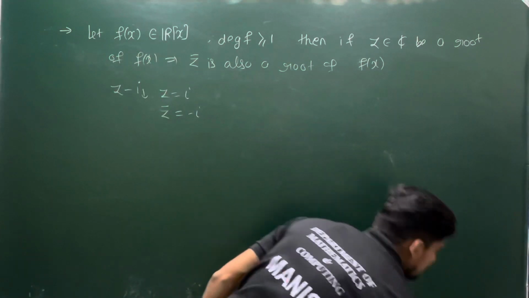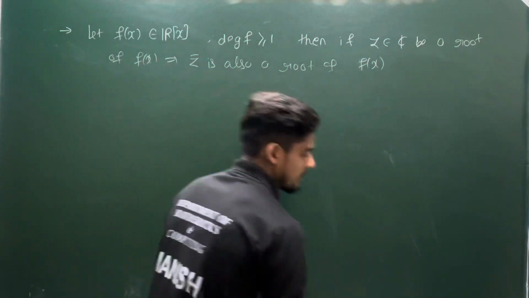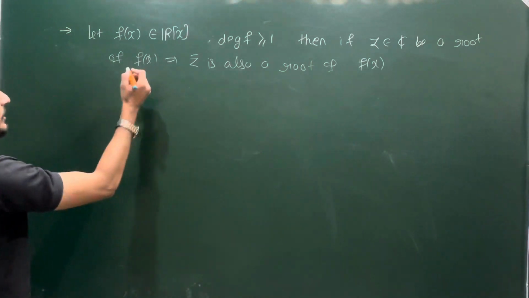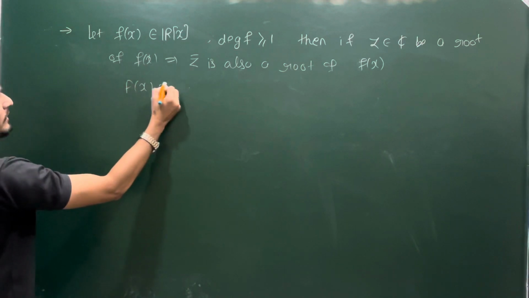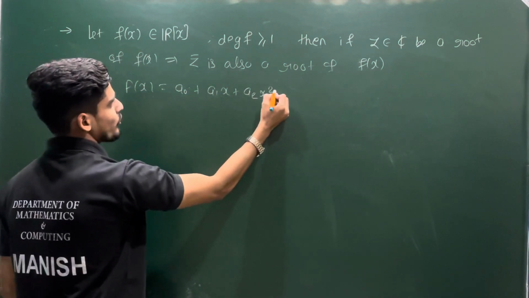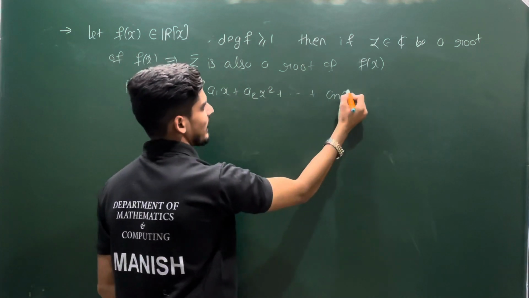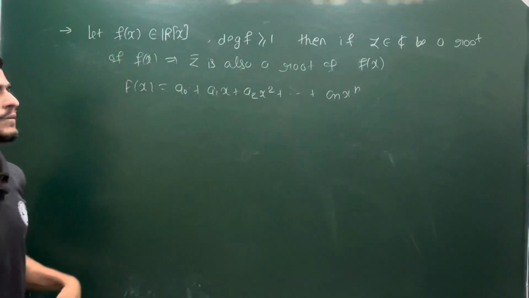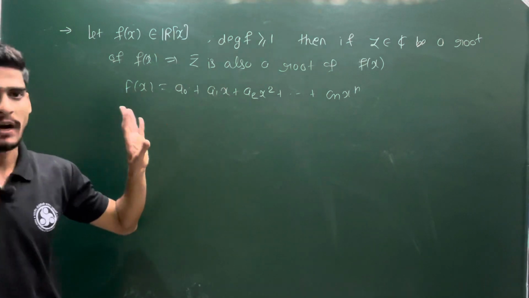Now let us see, the proof is very easy. What is given to us? Suppose f(x) is a polynomial, so assume it to be a0 plus a1x plus a2x square plus up to an x power n. This is a polynomial defined on R[x]. That means each coefficient is coming from R.